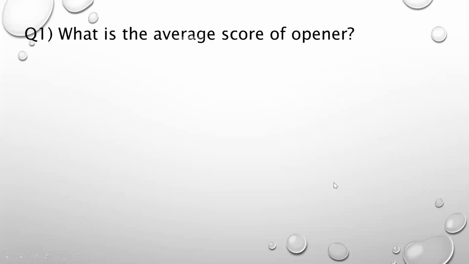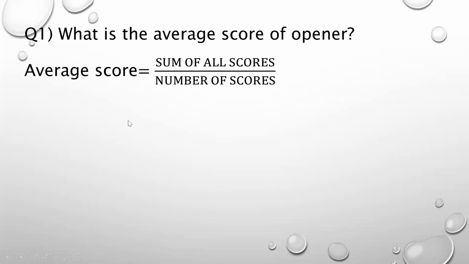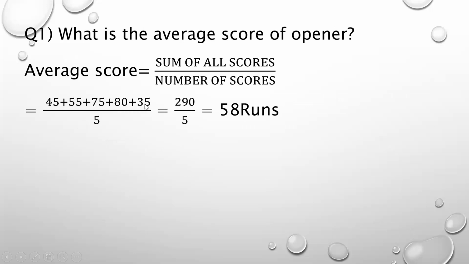The questions are, what is the average score of the opener? Average score is equal to the sum of all scores divided by the number of scores. Here we put all the scores with the plus sign, divided by 5. The sum of all the scores is 290 divided by 5 and we get 58 runs.